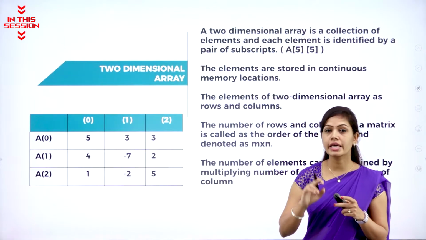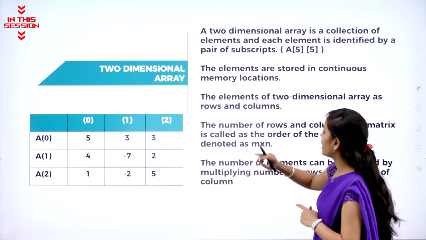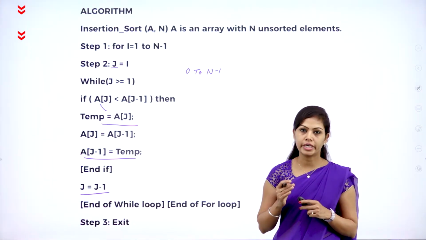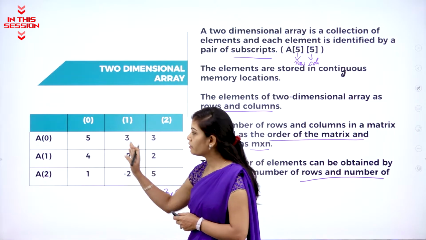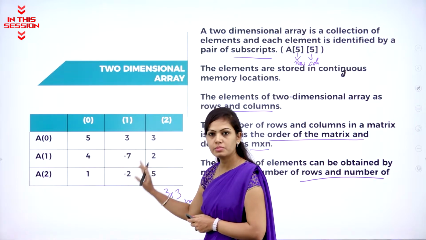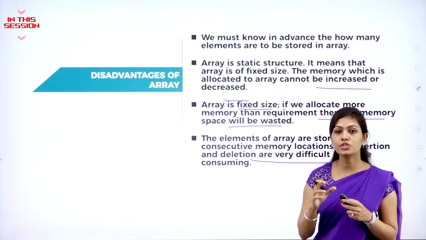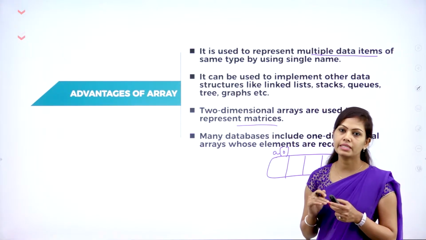A two-dimensional array is a collection of elements, where each element is identified by a pair of subscripts. For a 3 cross 3 matrix, why is it 3 cross 3? We get 3 columns and 3 rows in a 3 cross 3 matrix. Insertion and deletion are difficult to implement in an array, and we can manipulate it easily.